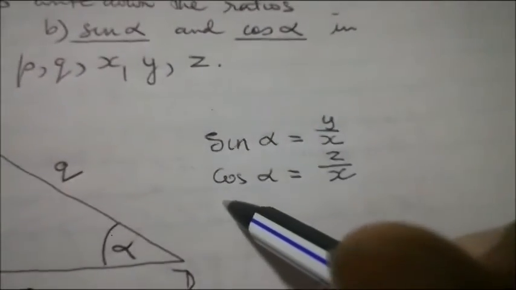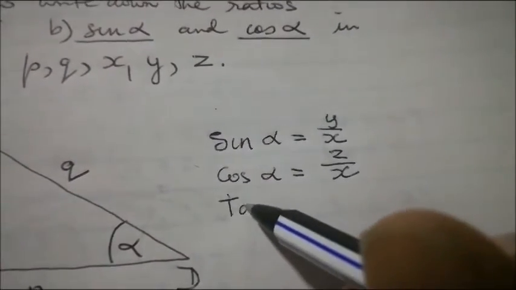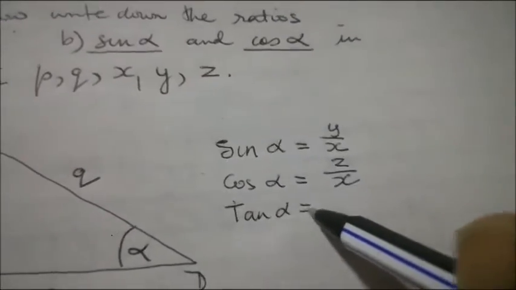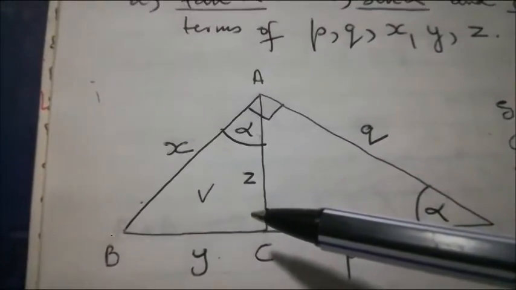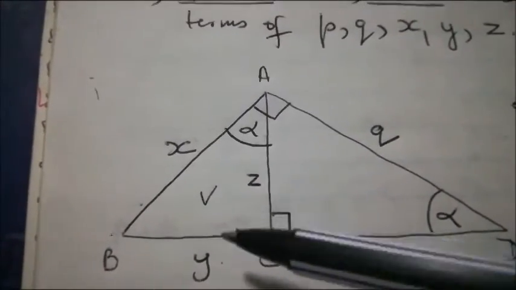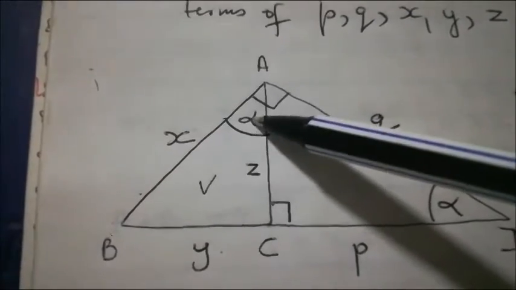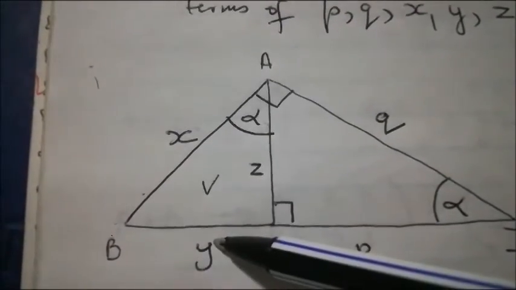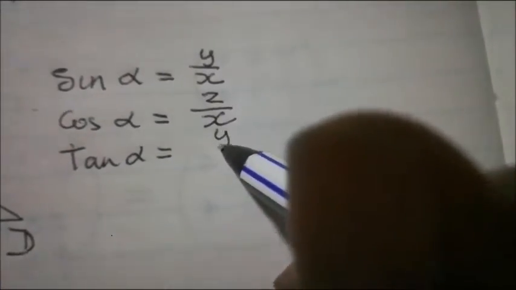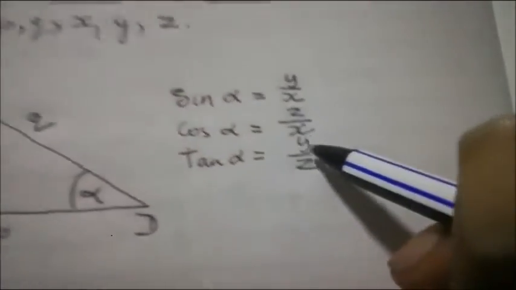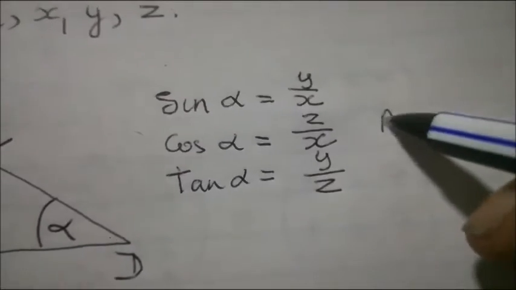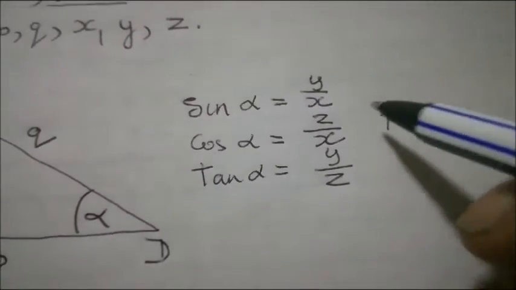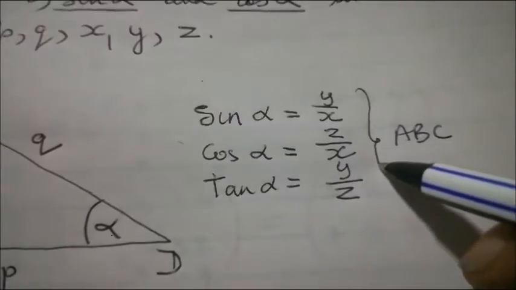And then for tangent now, tan alpha is going to be what? For this triangle is going to be what? Remember what tan is? Tan is opposite over adjacent. So the tan alpha is going to be y over z. So this is for triangle ABC. So this covers triangle ABC, right?